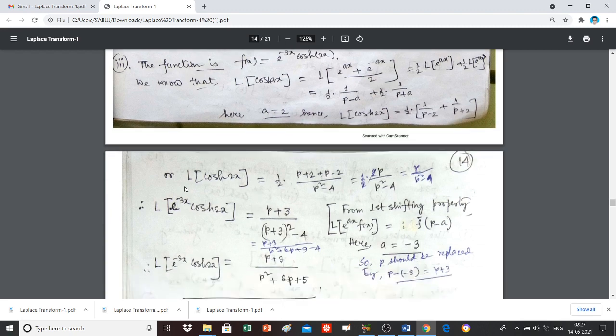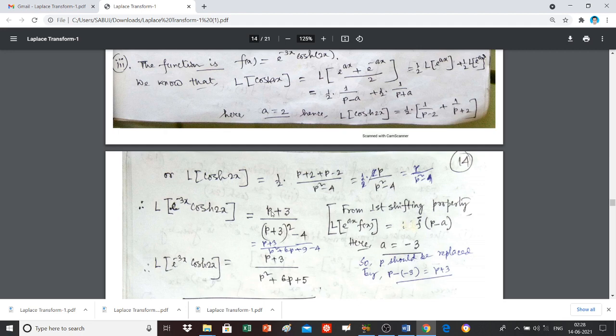So now we have already calculated the Laplace transform of cos hyperbolic 2x. So what would be the Laplace transform of e to the minus 3x cos hyperbolic 2x? From the first shifting property, you know that the Laplace transform of e to the power ax f(x) is equal to F(p minus a), where F(p) is the Laplace transform of the function f(x). So in this case p is replaced by p minus a, but in our present case a is equal to minus 3. So p should be replaced by p minus of minus 3, that means p plus 3.